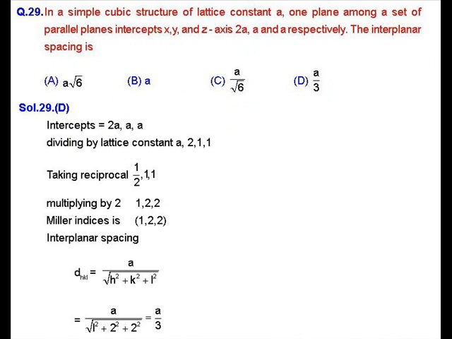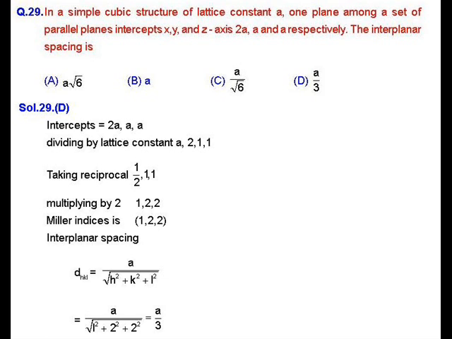MCQ question number 29. In this question, a simple cubic structure of lattice constant A is given to us. One plane among a set of parallel planes intercepts the x, y and z axis at 2a, a and a respectively. The interplanar spacing is what we have been asked to calculate.